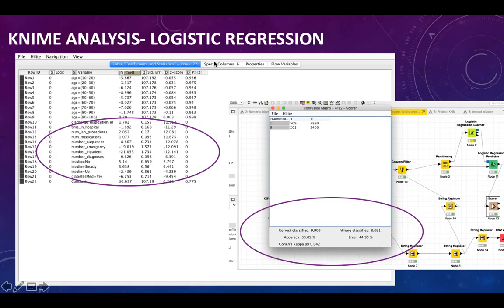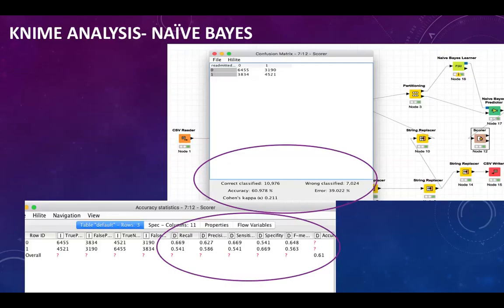Second analysis was logistic regression. Again, the accuracy was close to the decision tree, and from the coefficients here, it can be concluded again that the number of inpatient encounters is the most important attribute, followed by number of emergency visits. In the case of the decision tree, number of diagnoses was also an important attribute, but according to logistic regression, it is number of emergency visits which is the second most important attribute.